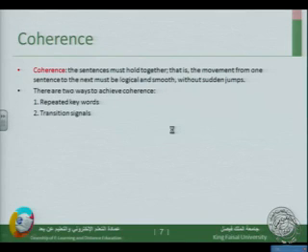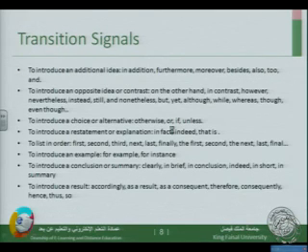That is, the movement from one sentence to the next should be logical and smooth at the same time, without sudden jumps. There are two ways, as I said, to achieve coherence: repeated keywords or key nouns, and transition signals. Transition signals might be words that I guess you are familiar with. For example, if in one paragraph you want to introduce an additional idea, you can use words like in addition, furthermore, moreover, besides, also, too, and.